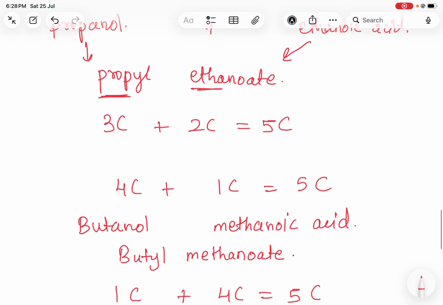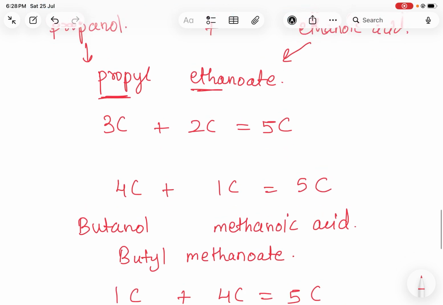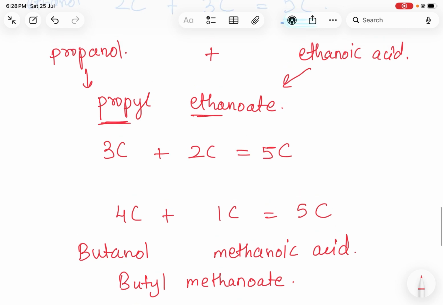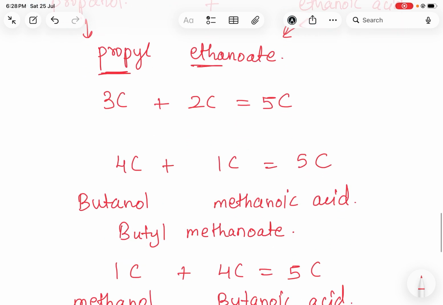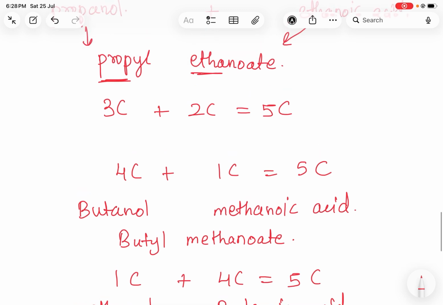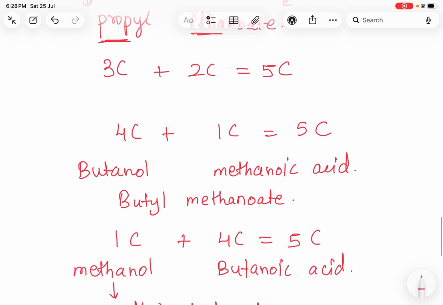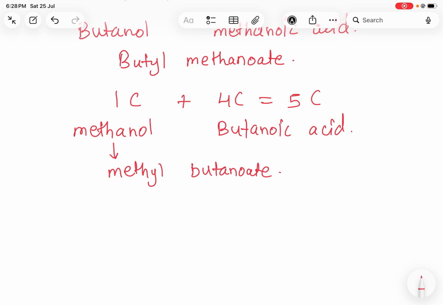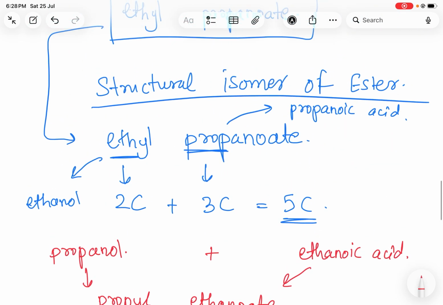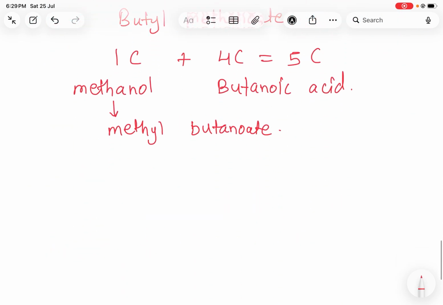Okay, so you just have to take combinations of alcohol and carboxylic acid. Okay, a 3 carbon atom and 3 plus 2 is 5, 4 plus 1 is 5, 1 plus 4 is 5. Okay, so you just have to keep on changing the alcohol and carboxylic acid accordingly and you will get the isomers of esters itself. Okay, this is how you can do. We can take one more example here.